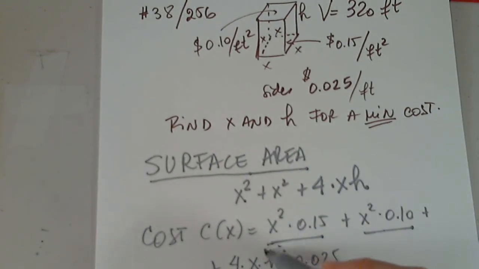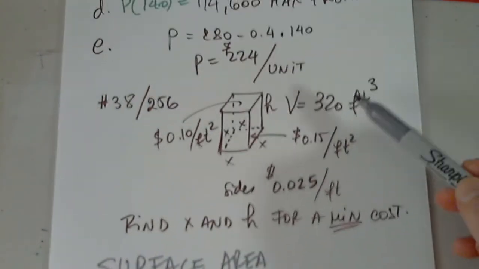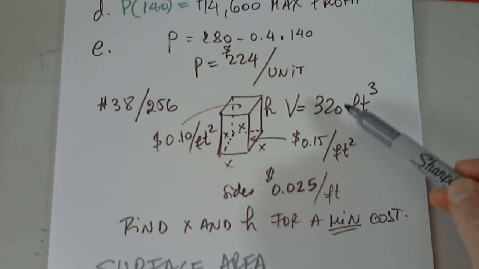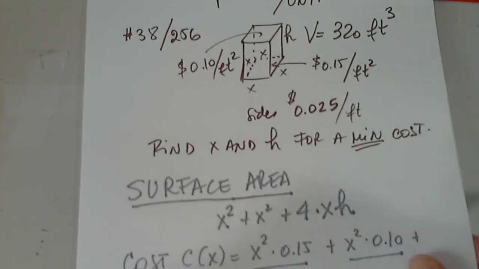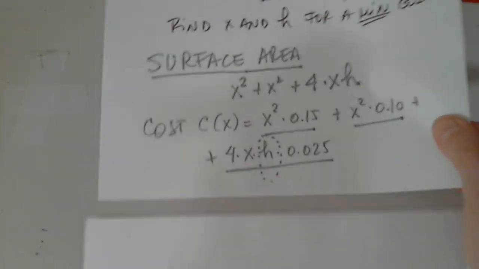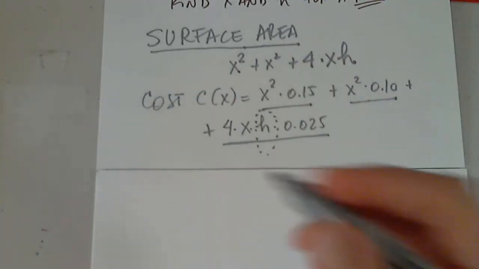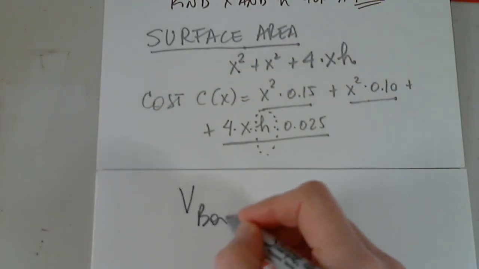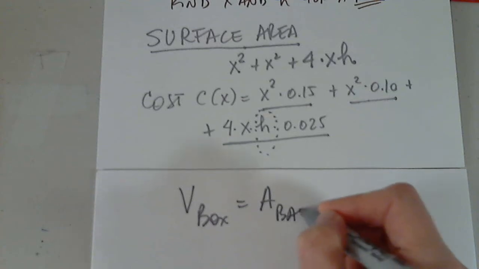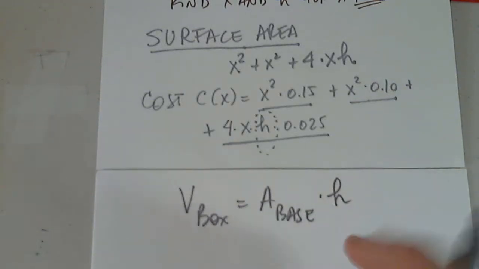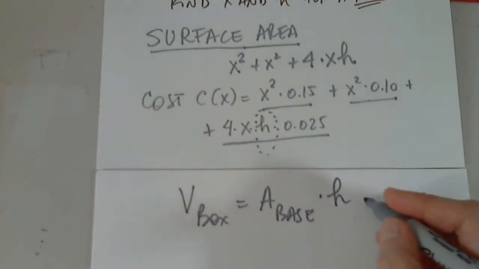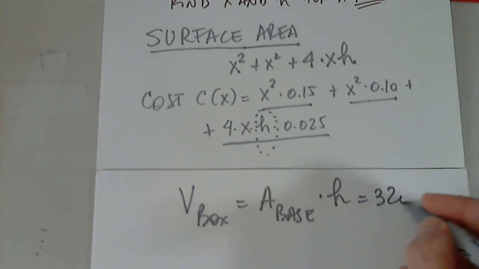Now, I notice that I have a problem. I can't have two variables. We will discuss functions of multiple variables later on in the semester, but not now. But I don't have a problem to get from the volume. The volume of the box is area of the base times the height, and that is equal to 320.